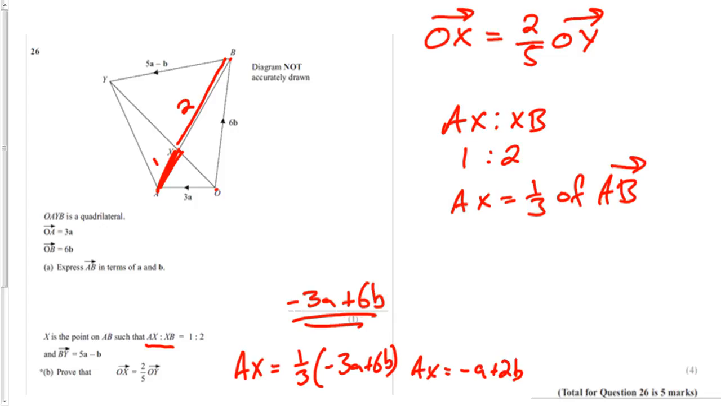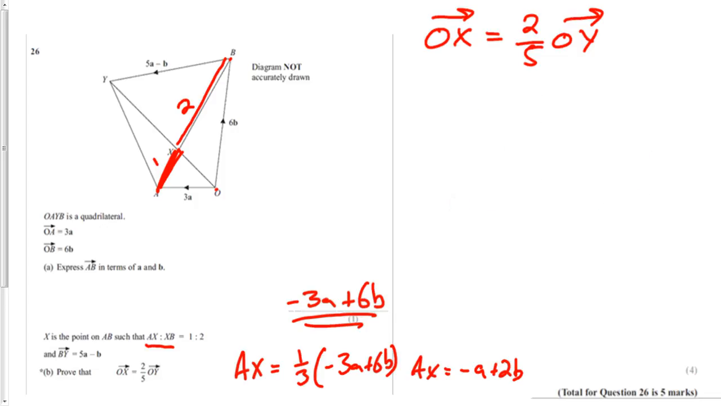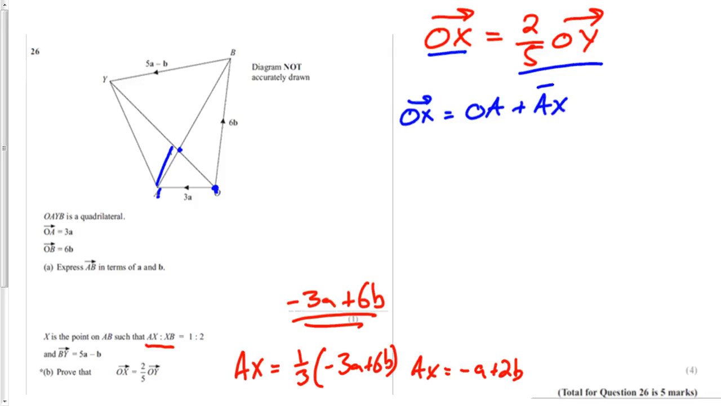And now the next thing we've got to do is find out what two-fifths of OY is. Sorry, we've just figured out what AX is. Now what we've got to do is figure out what OX is. So to get from O to X, because we've just figured out what AX is, we're going to go from O to A, and then A to X. So OX equals O to A plus A to X.